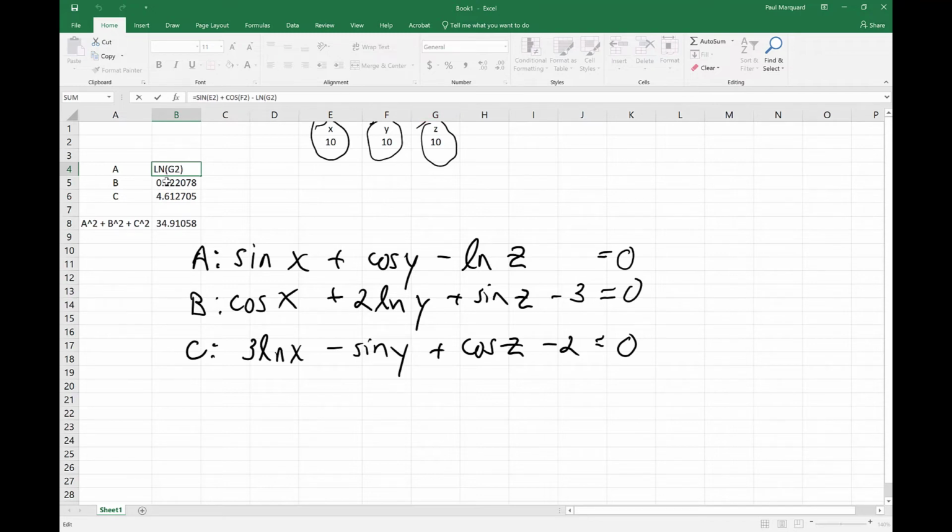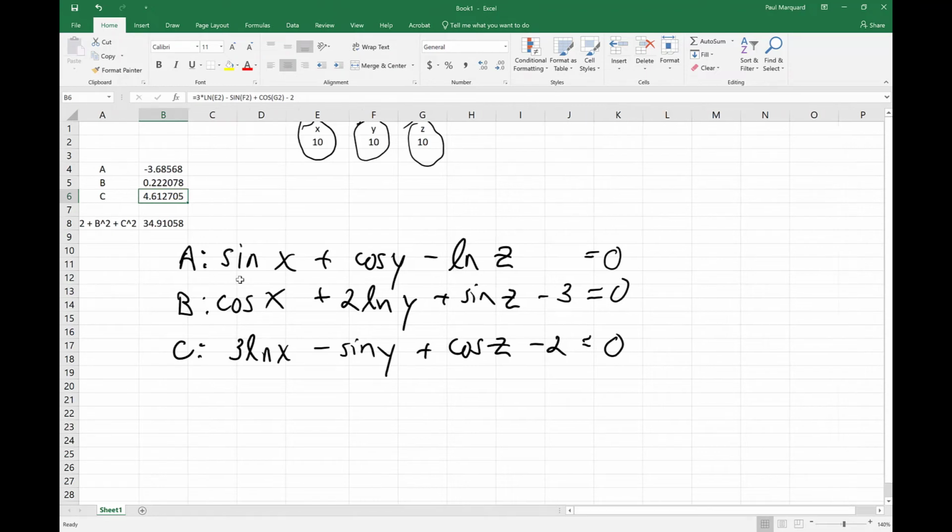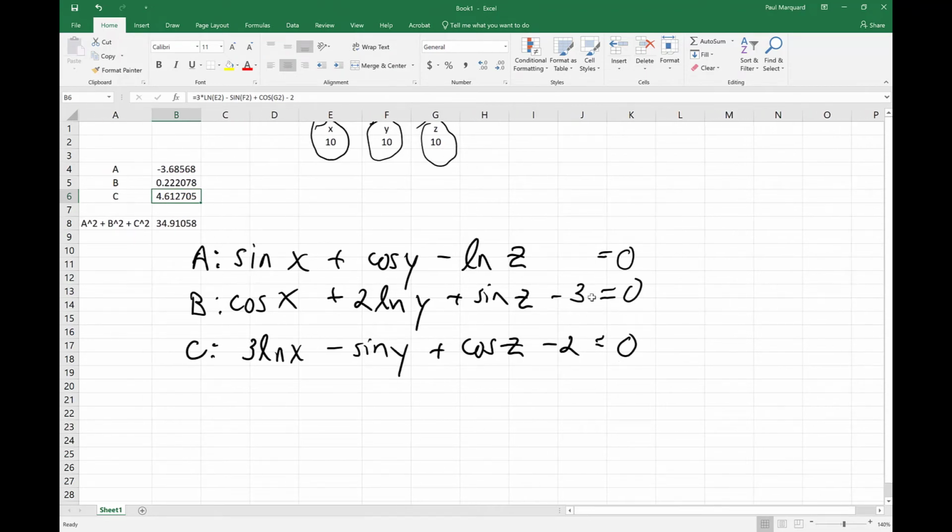If I go to equation B, you can see I've got cosine of x, 2 times the log of y plus the sine of z, minus 3, right? So I've got that minus 3 in there. And then there's equation C, which is 3 log x minus the sine of y plus the cosine of z, minus 2. And what I want to do is I've set all of those equal to 0.